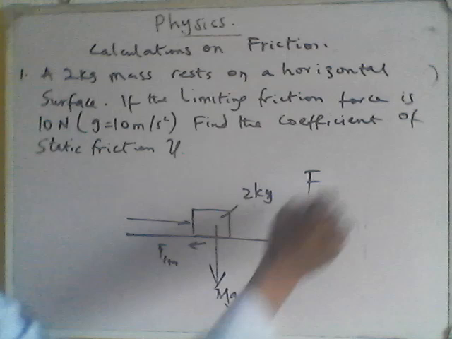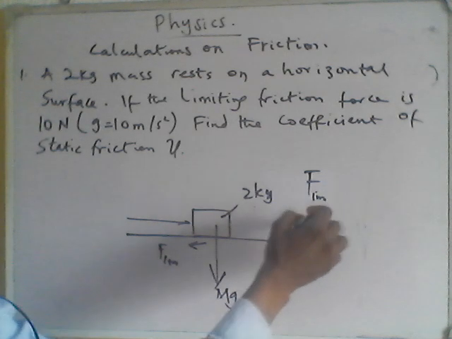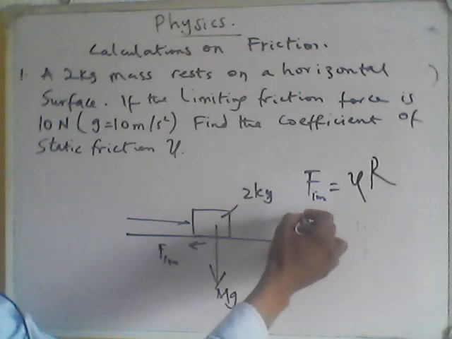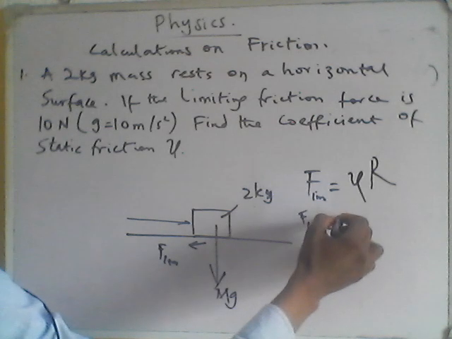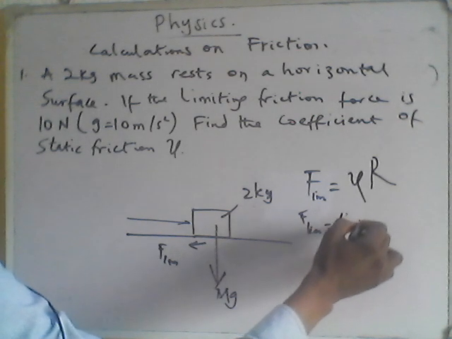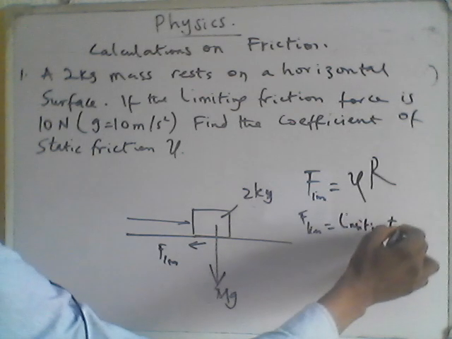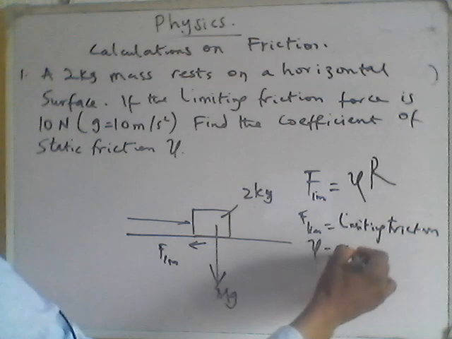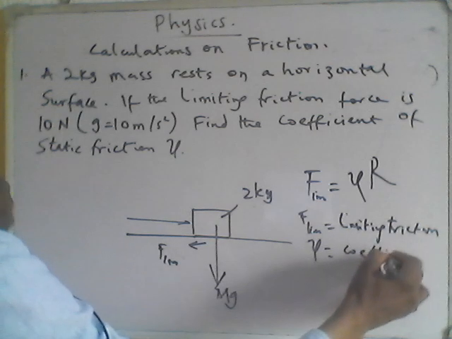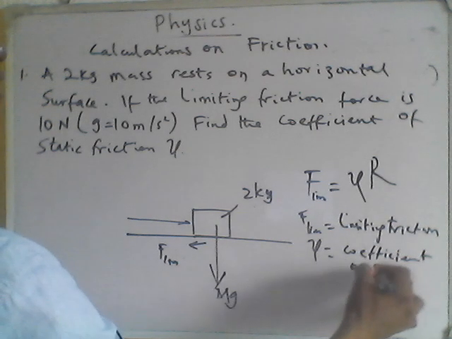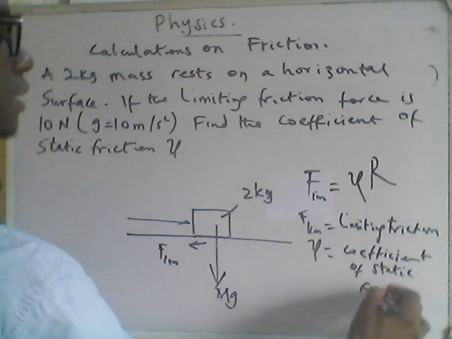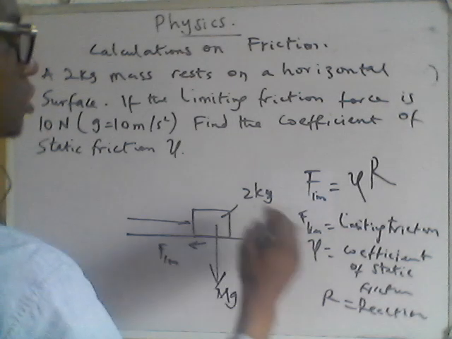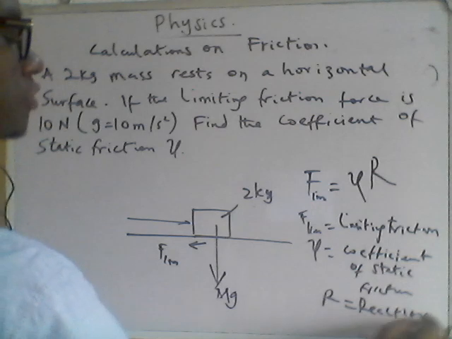So it is actually given as limiting frictional force is equal to the coefficient of static friction times the reactional force. Okay, of course, let me define it. This is limiting friction, and this is the coefficient of static friction, and the R is the reactional force that is due to the weight of this body.